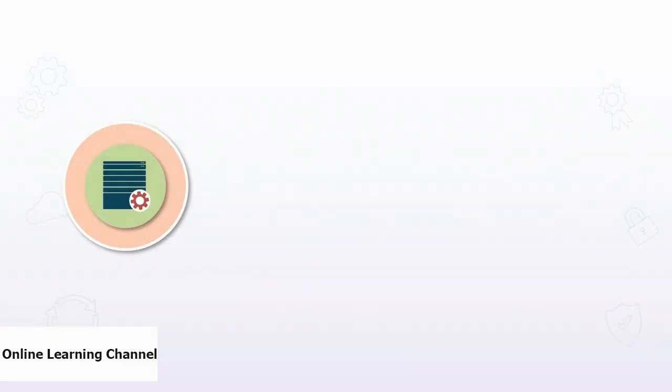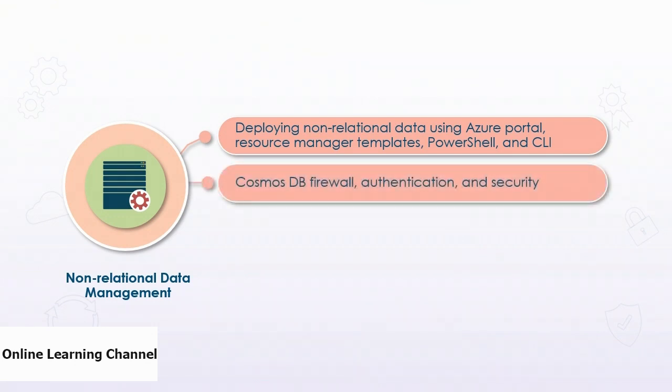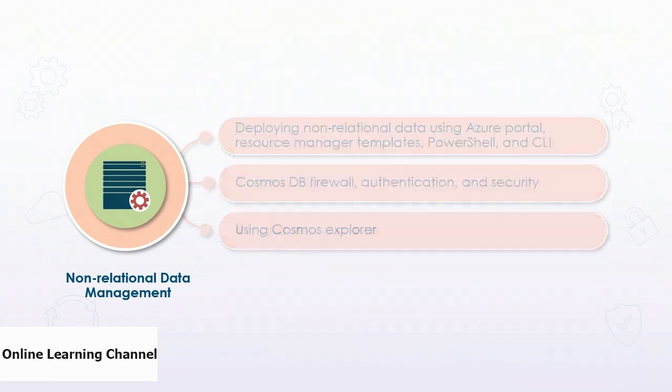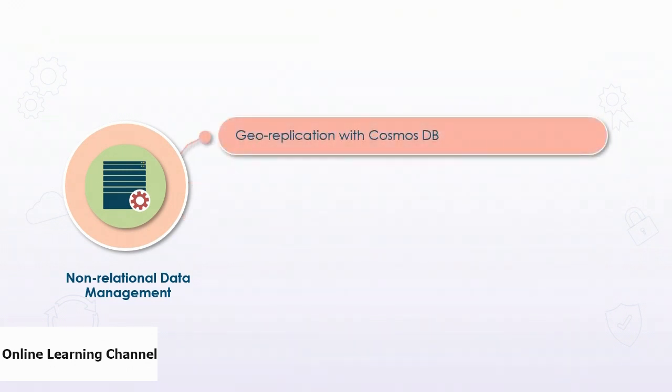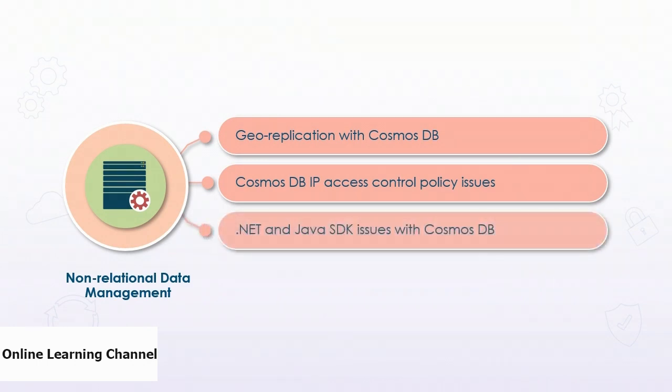So in this course, we've examined basic management tasks for non-relational data. We did this by deploying non-relational data using Azure Portal, Resource Manager templates, PowerShell, and CLI, Cosmos DB firewall, authentication, and security, using Cosmos Explorer, geo-replication with Cosmos DB, IP access control policy issues with Cosmos DB, and .NET and Java SDK issues with Cosmos DB.